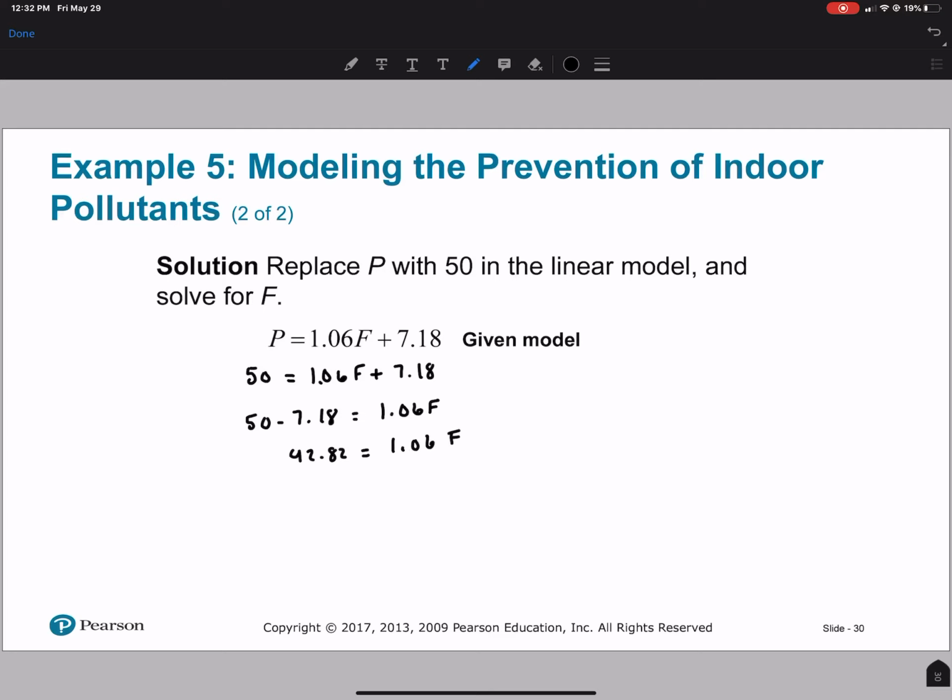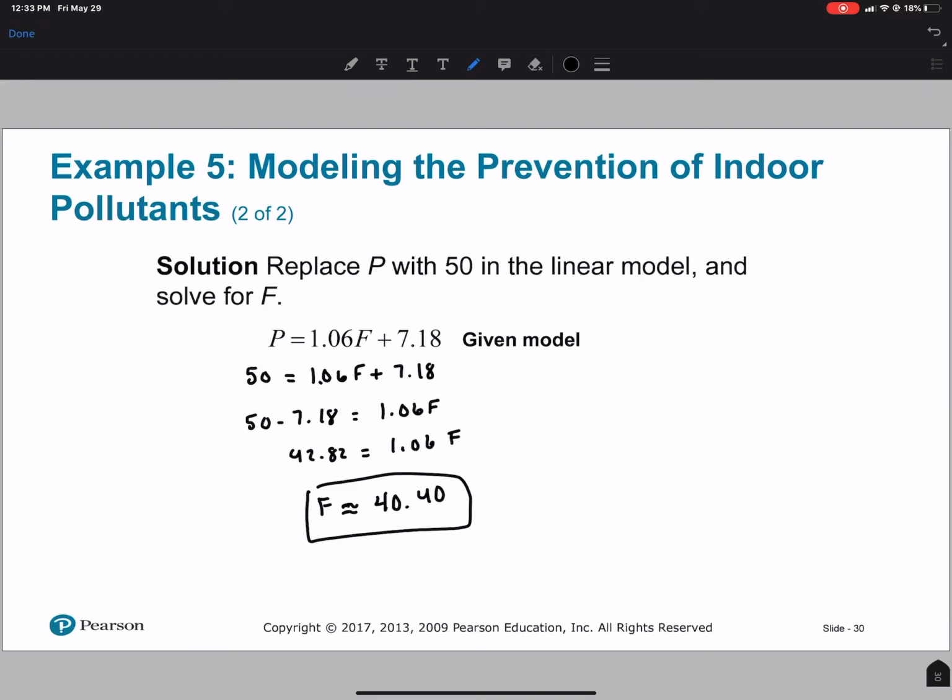Now we're going to divide. So I'm going to get F is just equal to, and I'm putting it in order, of course, 40.40. Now that's roughly, all right? So it's actually rounded. So basically, therefore, to remove 50% of the contaminants, the flow rate must be approximately 40.4 liters of air per second. So that's how much it would take for it to filter out 50% of the contaminants.